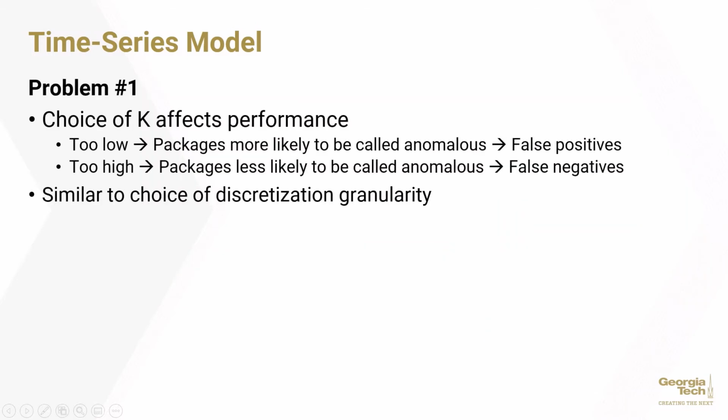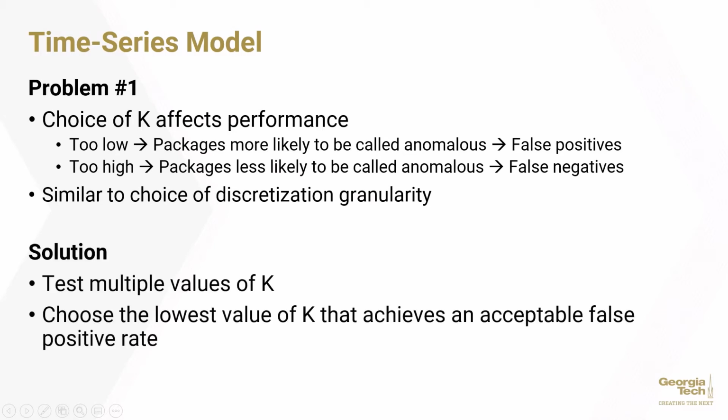And one problem with this is that you need to figure out the best way to determine the choice of K. And that value of K can have a big effect on performance. So if it's too low, then unless your model is really good, you're going to end up with packages that are more likely than not being called anomalous, and you're going to end up with a lot of false positives. And conversely, if you have that value of K set too high, packages are less likely to be called anomalous, and you're going to end up with a lot of false negatives. And so choosing this value of K is pretty similar to choosing that discretization granularity from the package level.